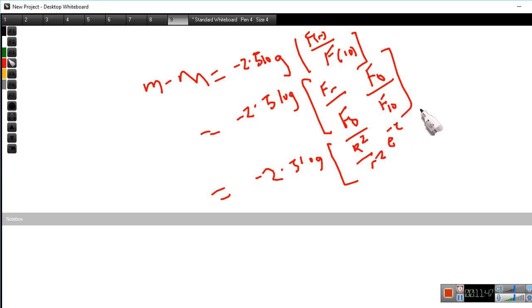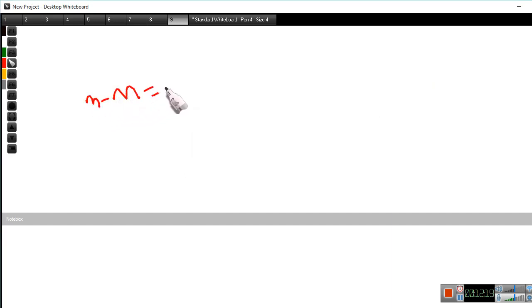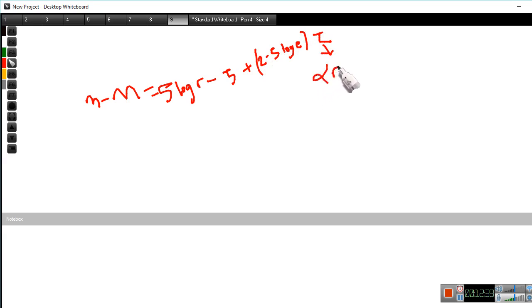Now f naught by f10, what did I write, that is given as, okay, so f naught by f10 will be 10 divided by r. Okay, so that will be square. Now this r square and this R square will cancel. After that, what remains is, if I open this logarithm, finally I will get the expression like m minus M is equal to 5 log r minus 5 plus 2.5 log e, okay, then t. Now in place of this t, I can write alpha r. So this is the extinction value. Okay, the other part is already the absolute magnitude value.